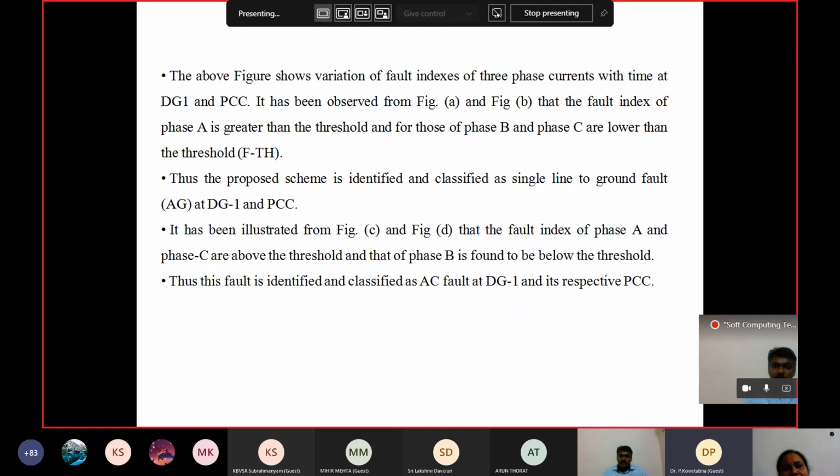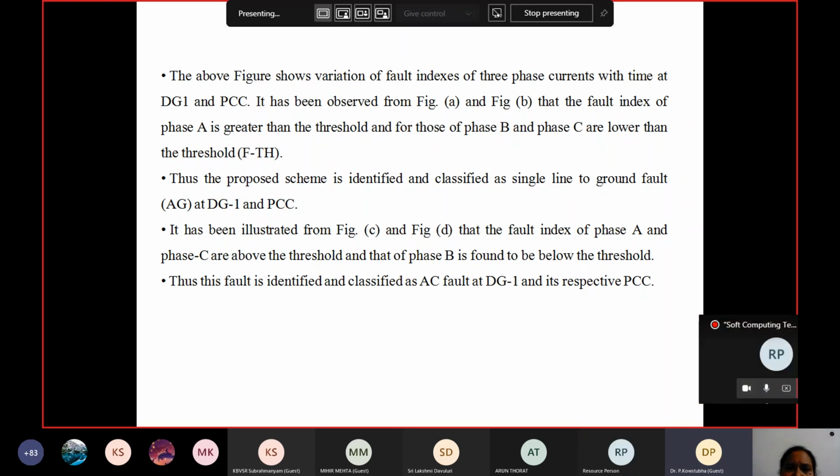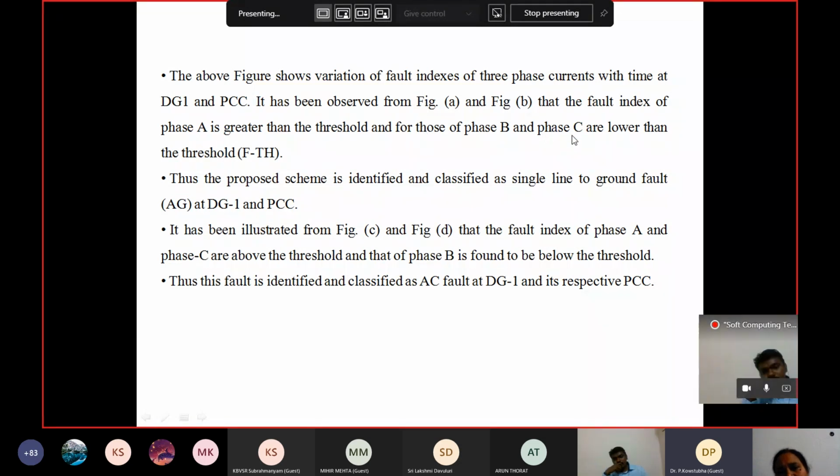PCC. The above figure shows variation of fault indexes of three-phase currents with the time at DG1 and PCC. It has been observed that the fault index of phase A is greater than the threshold, and those of phase B and phase C are lower than the threshold value. Like that, we can see it for ABC.